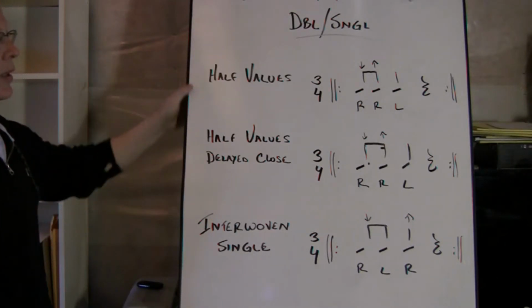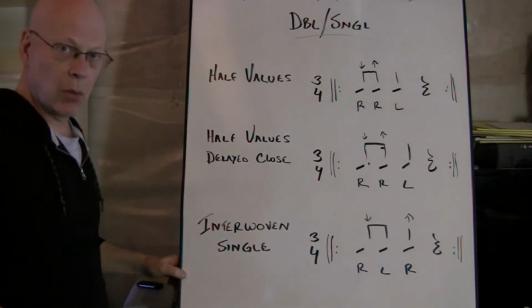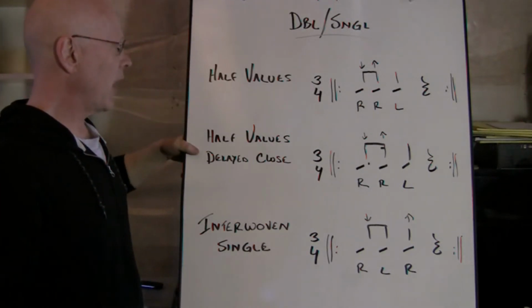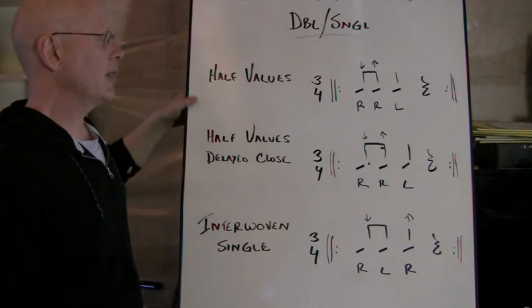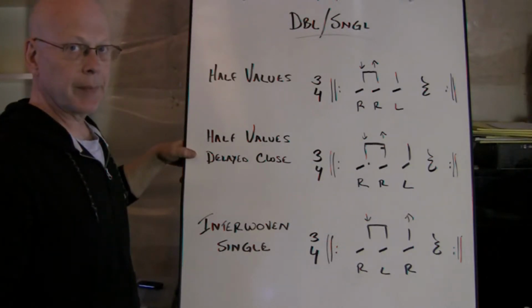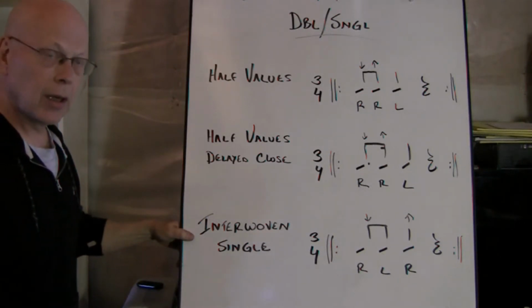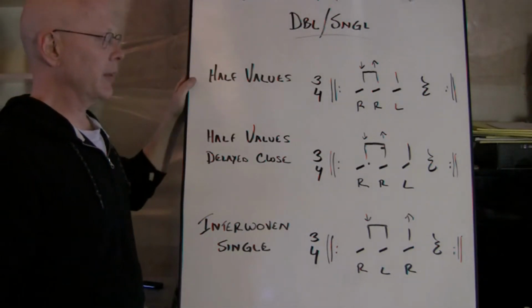We can use this little group of patterns to practice morphing. We can go from the half values double to the half values delayed close stroke to practice rhythmic morphing. We can go from the half values double to the interwoven single to practice mechanical morphing.